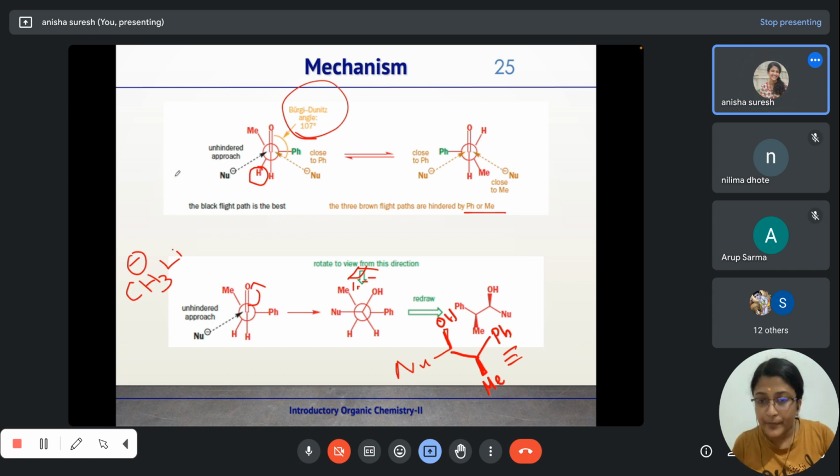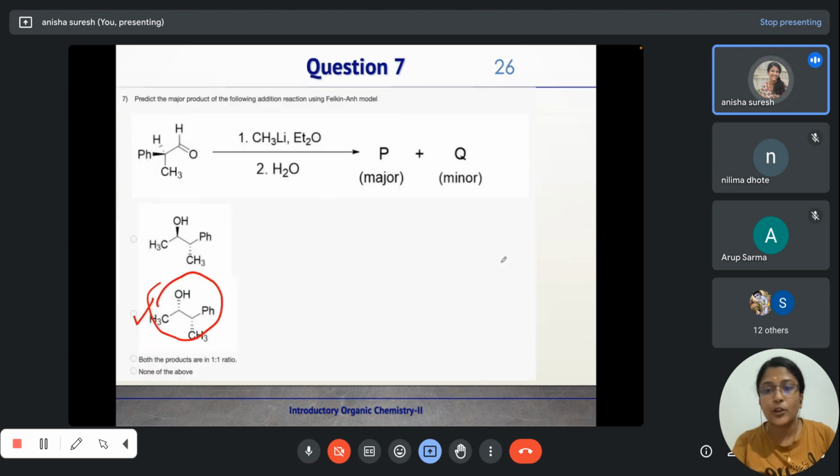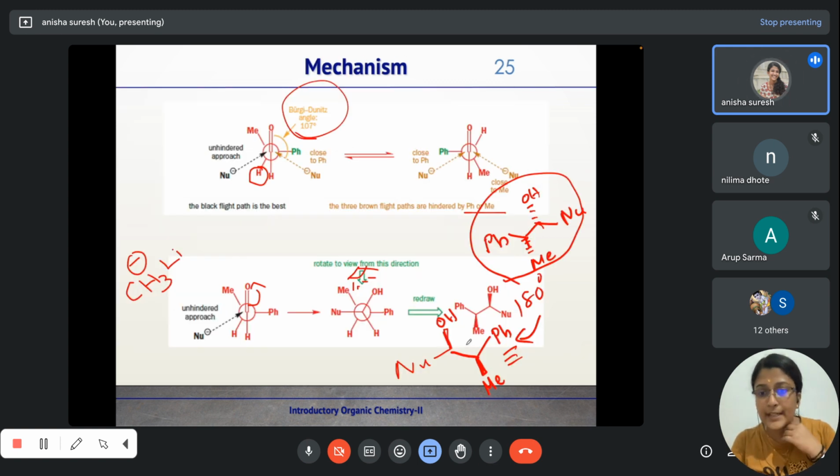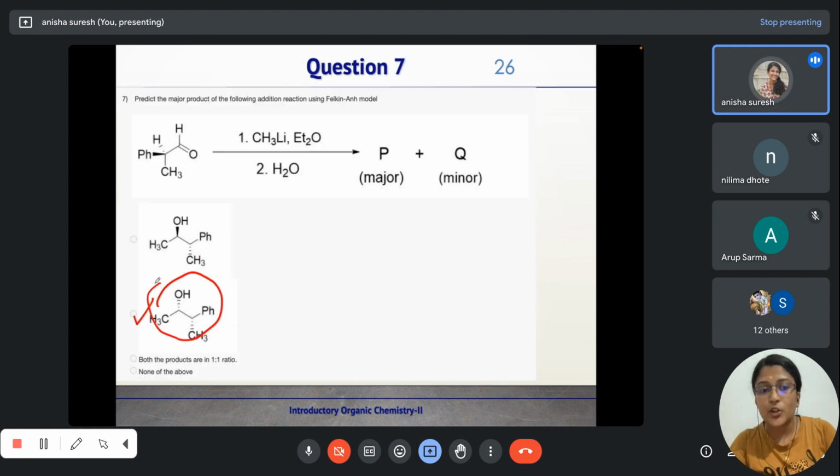Now we rotate it. If we rotate it in 180 degrees, it will be Ph, then this methyl will be coming below the plane and hydroxyl will also be coming below the plane. So this will be the resulting compound. Or we can see this: if we rotate in 180 degrees, both methyl and hydroxyl will go below the plane. So the correct option will be option B.